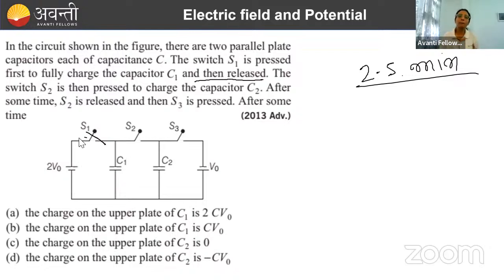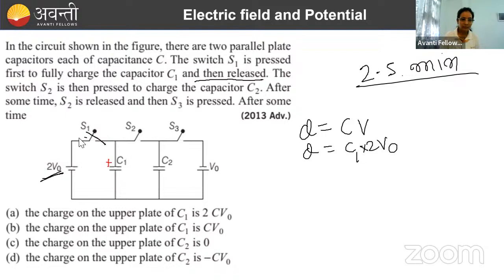So let's move ahead sequence by sequence. If we close switch S1, C1 is going to get charged by potential 2V0, right? So how much charge will it have? Q equals CV, that's the formula. Here the potential is 2V0 and the capacitance is C1. So the charge that C1 is going to get is C1 times 2V0. Also, let's see which plate will get positive charge and which will get negative charge.